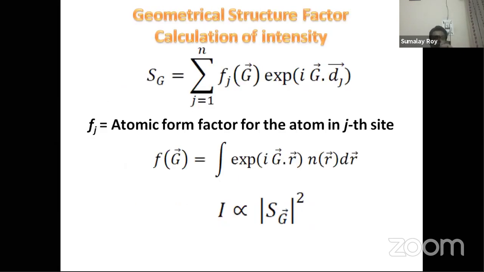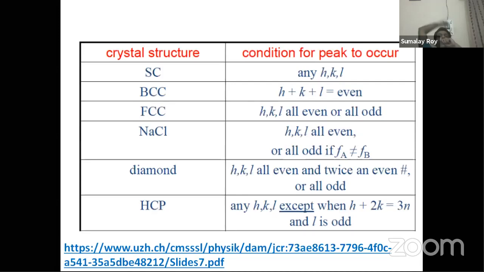I think all of you have studied, or if you have not studied, you will be studying this geometrical structure factor. Actually, the geometrical structure factor gives you an idea of the intensity, because intensity is proportional to S_G mod square, where S_G is the geometrical structure factor. It depends on the atomic form factor, but I don't have much time for all these things. What I can give you is the table, for which you can see that for these different HKL values, the structure factor will be 0 for different structures.